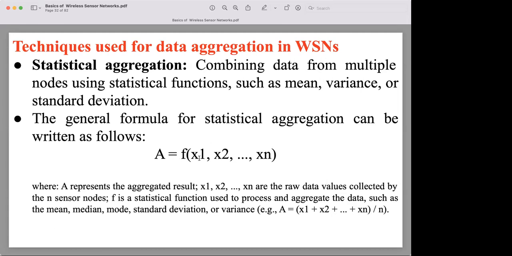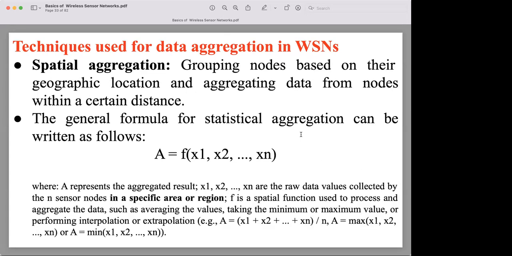It depends on your data types, it depends on your applications, which type of statistical aggregation is suitable. So in most cases people use the average. Whatever data comes, take the average and transmit that, because they assume that the environment is the same, the sensor type is the same. So of course the sensor data is also the same.